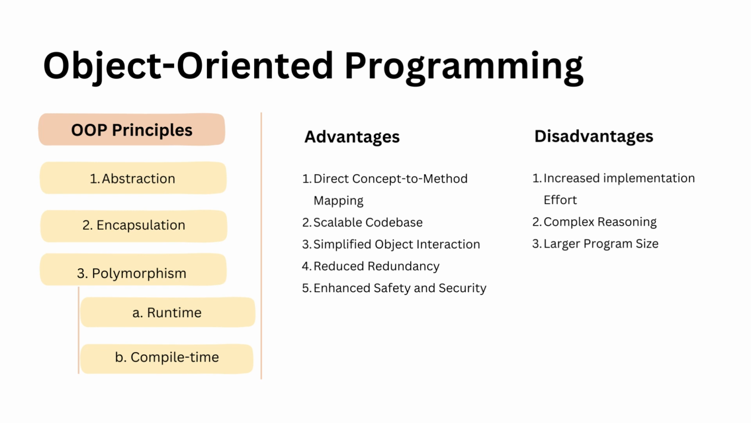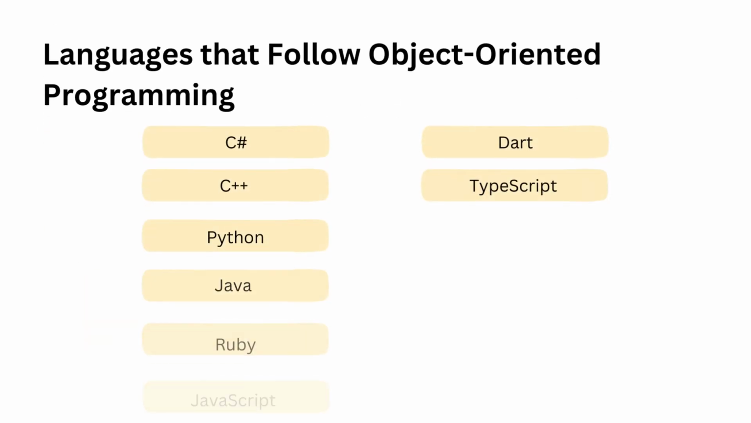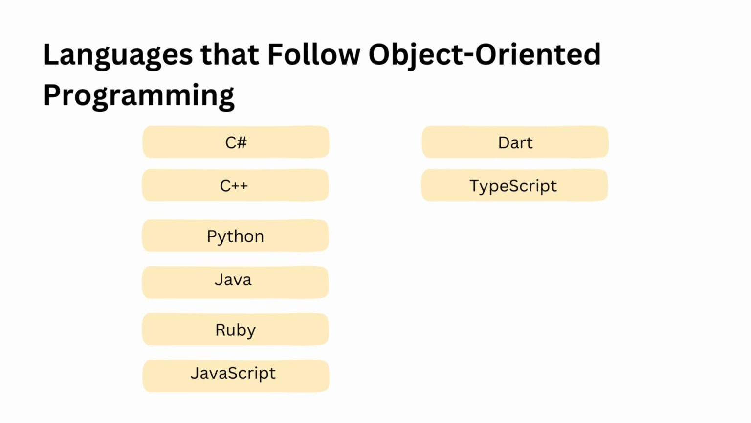OOP often results in larger program sizes compared to procedural code. The extensive use of objects and hierarchies can lead to more substantial code bases. It's like building a complex architectural structure that occupies more space. Now, let's take a look at some of the languages that follow object oriented programming: Simula, Ruby, Python, Smalltalk, JavaScript, TypeScript, Dart, Java, C Sharp, and C++.